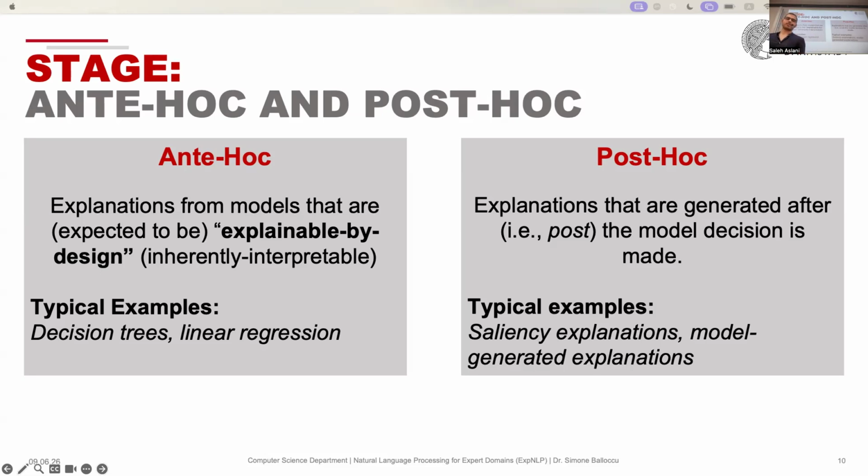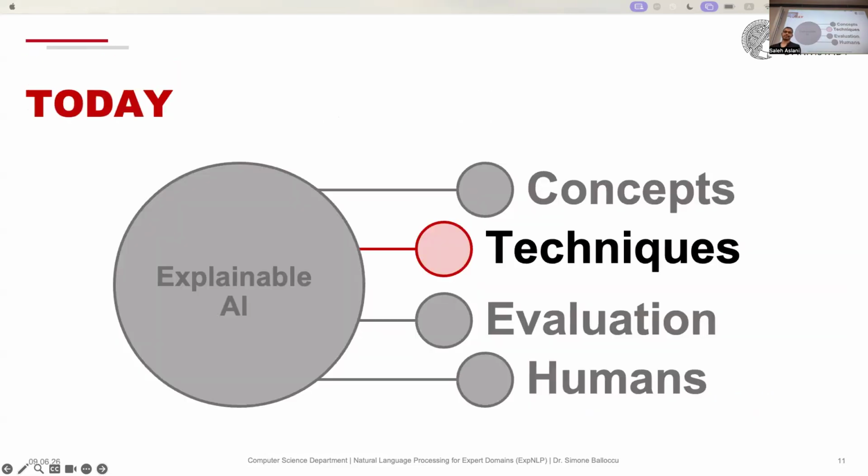It's a very simple architecture. But we also have post-hoc explanation, which is when the model is not explainable by design, but after the model prediction, we analyze it and try to come up with an explanation, or ask the model for some explanation. That's post-hoc explanation. And today we will be talking about this.